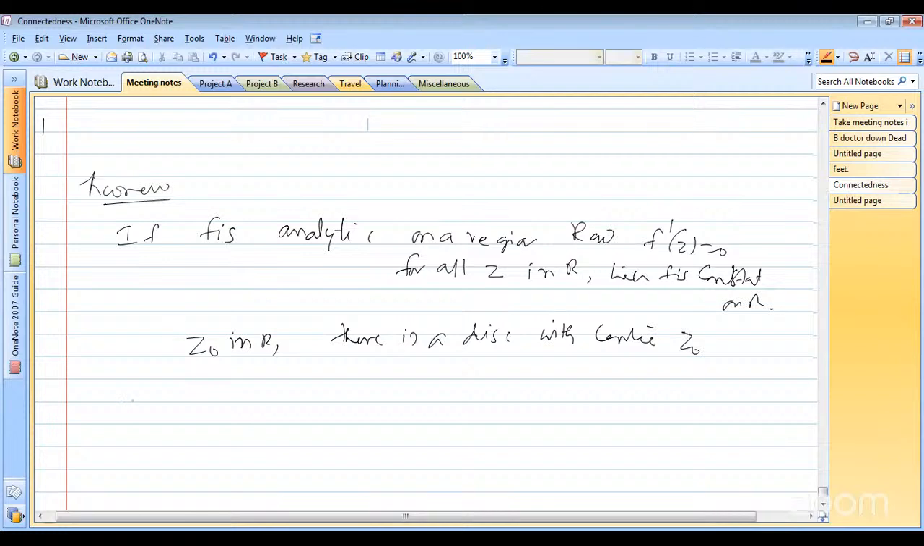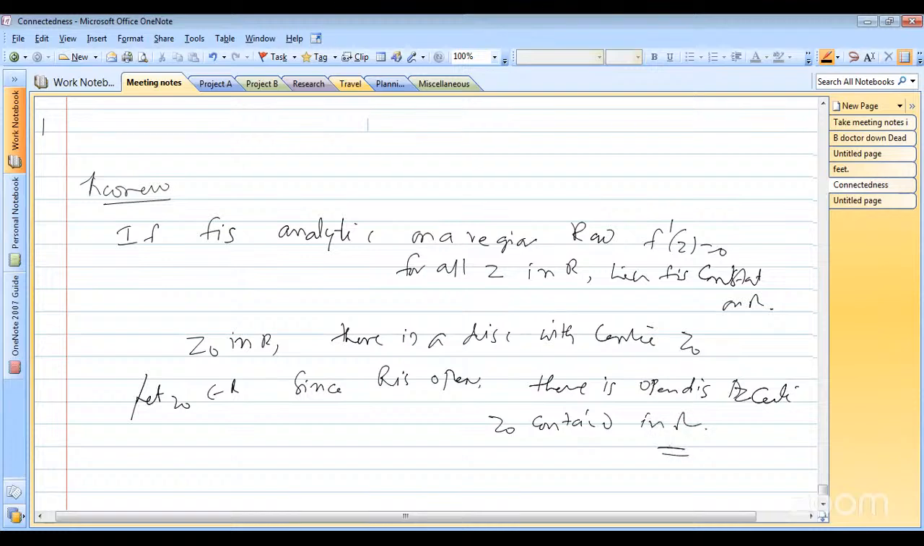Let z naught belong to R. Since R is open, there is an open disk D with center z naught contained in R. So therefore, f of x plus i y is dou u by dou x of x comma y plus i times dou v by dou x of x comma y.